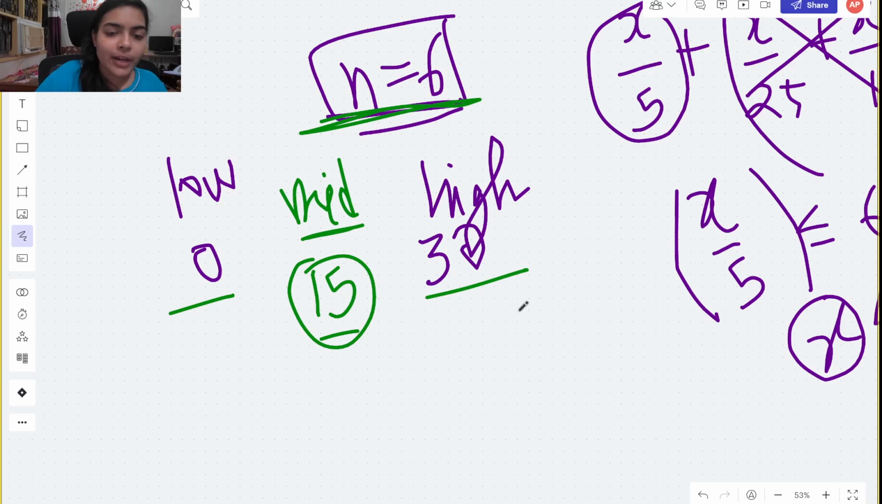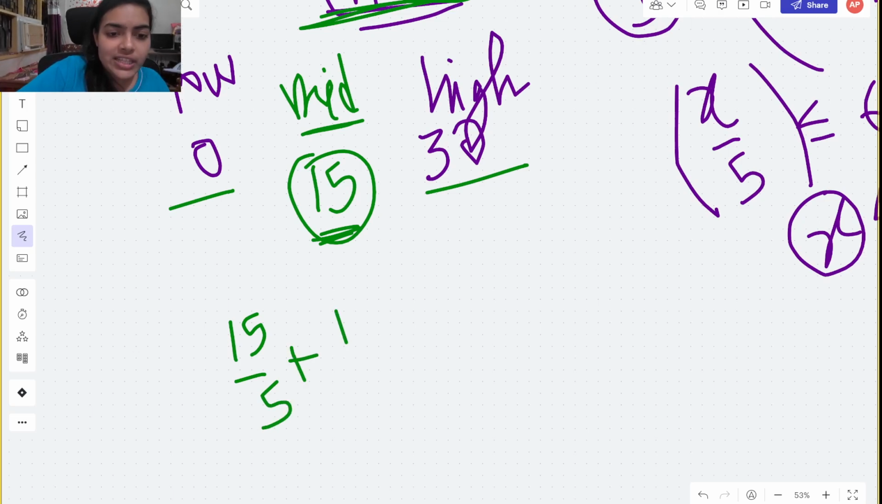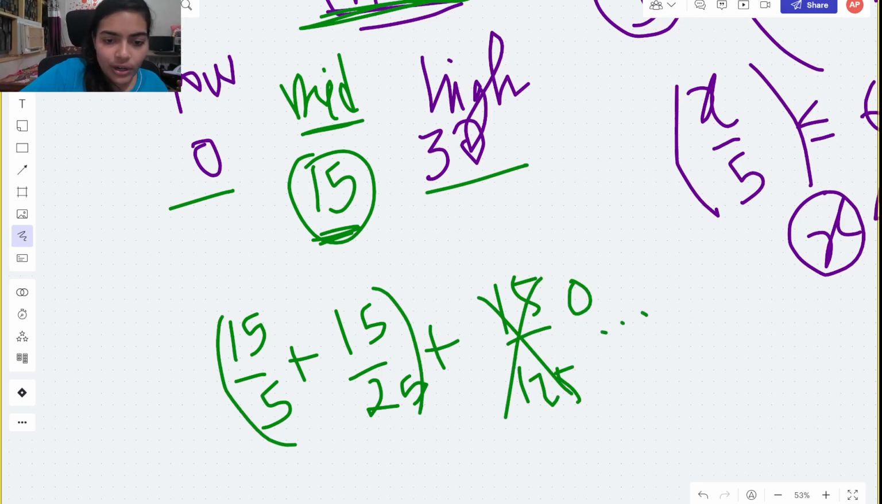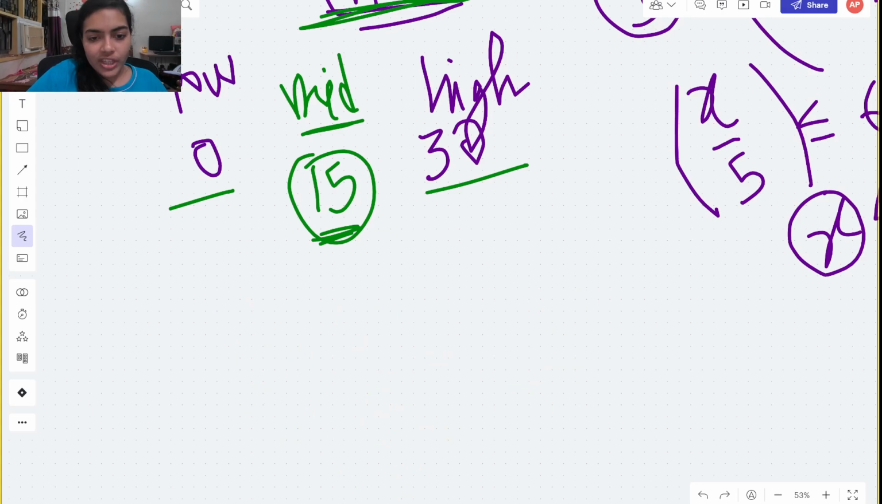Now for 15, let me quickly calculate how many zeros are there in 15 factorial. How can we calculate? Very simple. 15 by 5 plus 15 by 25 plus 15 by 125 and so on, right? After this you can see terms will become 0. So the answer is just equal to this. Even this is equal to 0. So the answer is just equal to 3. So we can easily see in 15 factorial we have 3 zeros, right?